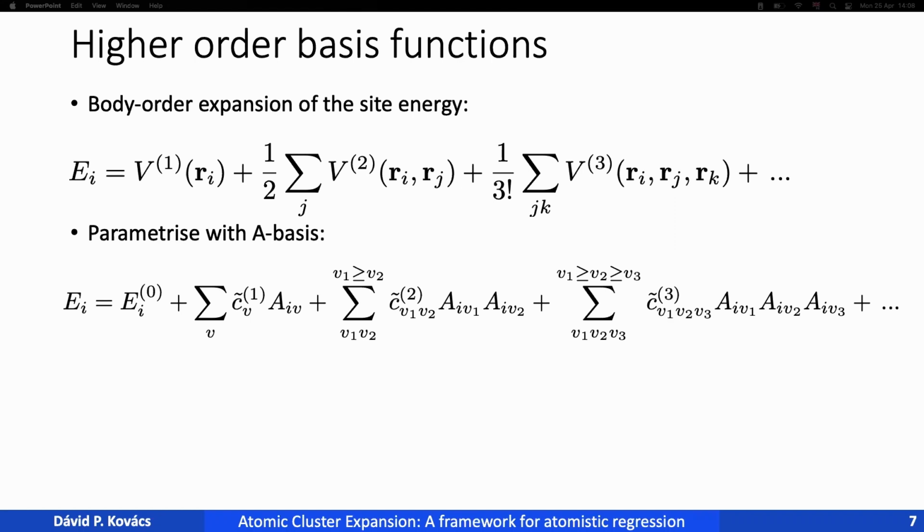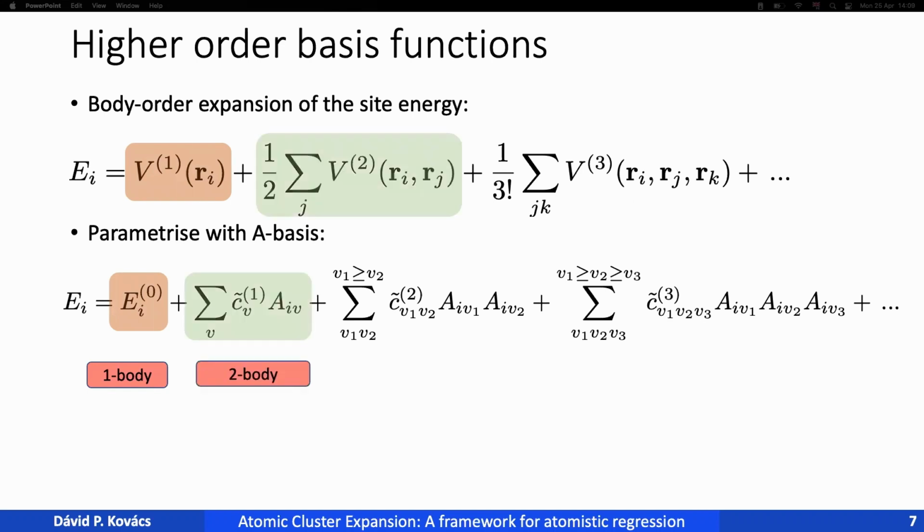Those A functions were two-body, right? Their value depended on an atom and one of its neighbors. So what we can do is say that we have a constant term, that's one body, which is not too interesting. Then we can have the two body, which we can parameterize using these A functions because they were complete. We had a complete set of radial functions, and the spherical harmonics span the space of functions on the sphere. So this is going to be able to represent any two body function.